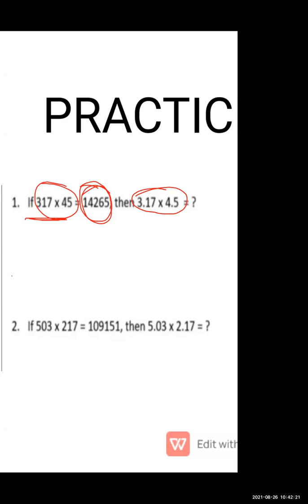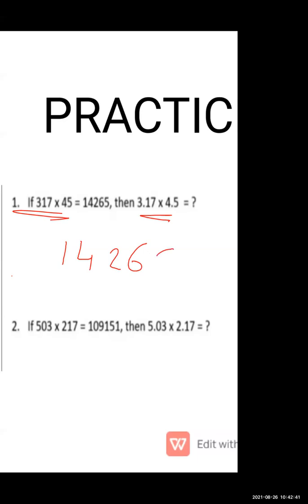So here we get the answer. The same answer we will get in this sum also. Why? Because the number is the same. So we will get the answer, that is 14,265. Correct. And now we have to put a decimal point. Now here is the question, a decimal point. So we have to give a decimal point. Yes, very good.